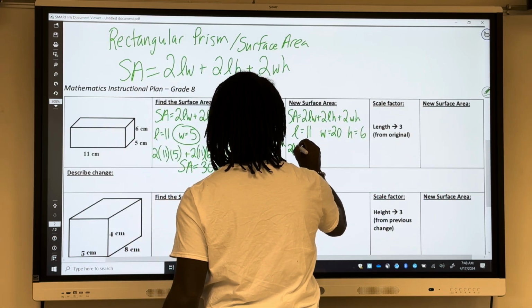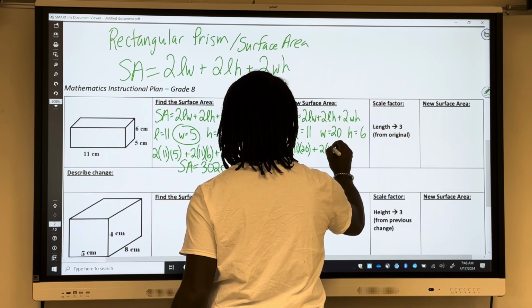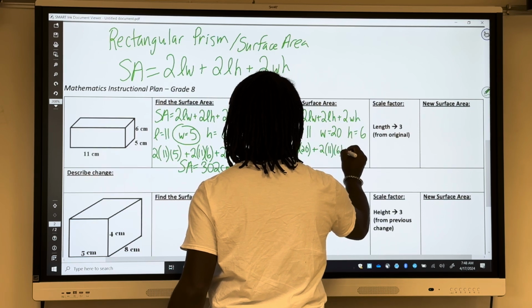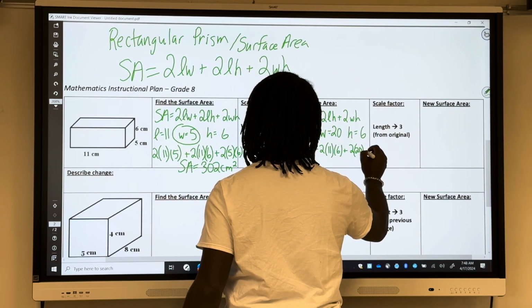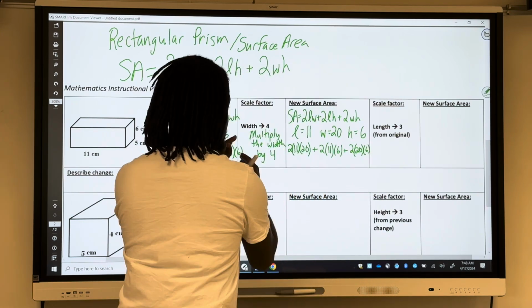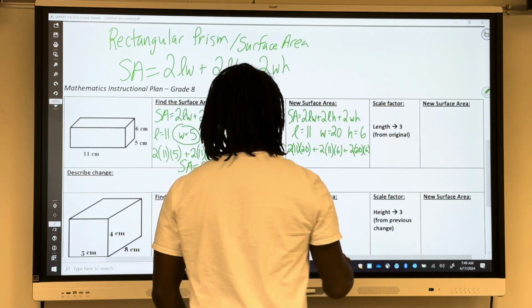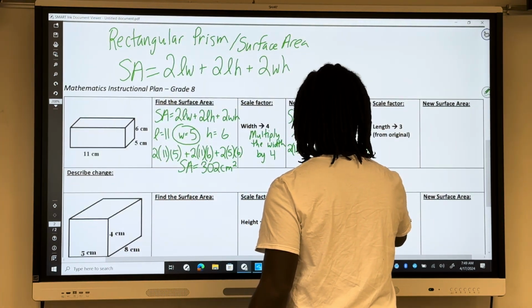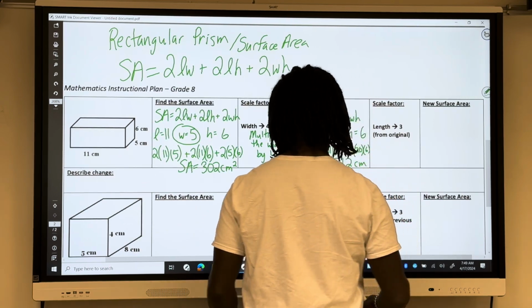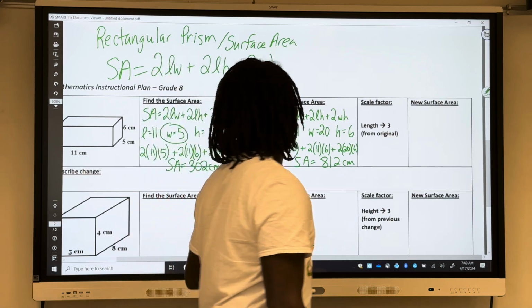So 2 times 11 times 20 plus 2 times 11 times 6 plus 2 times W and H, 20 times 6, okay? And so then I just plug that into Desmos, and it is going to give me that my surface area is 812 centimeters. All right. Do the same thing one more time.